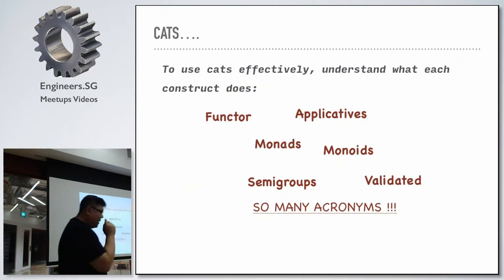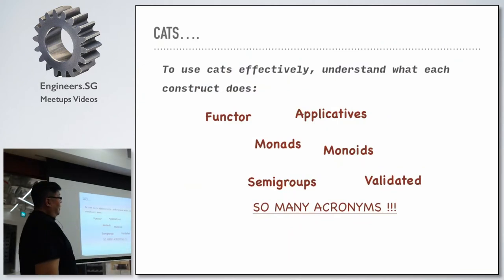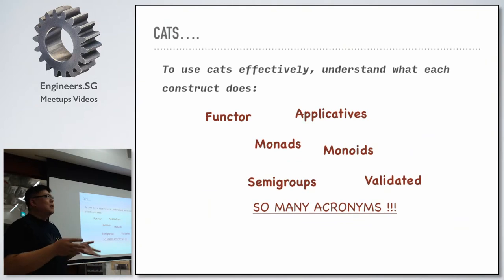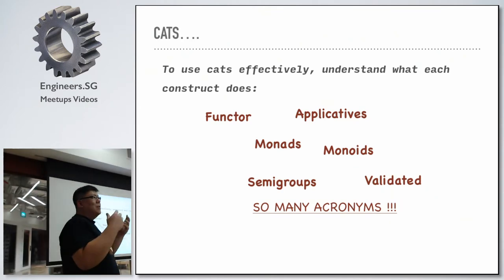Okay, so let's jump quickly to the topic. Cats. Before you learn Cats, there are a lot of acronyms you need to manage. They're called functors, applicatives, monads, monoids, semigroups, validated. There's a lot of things you need to learn. However, I can assure you the journey, after you understand what they are about, can really change the way you write applications.